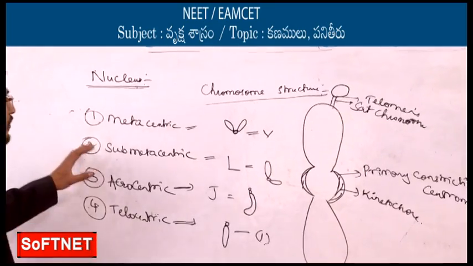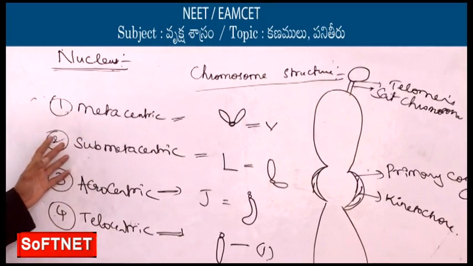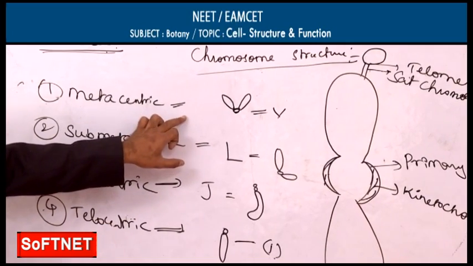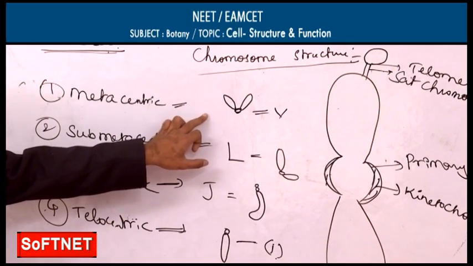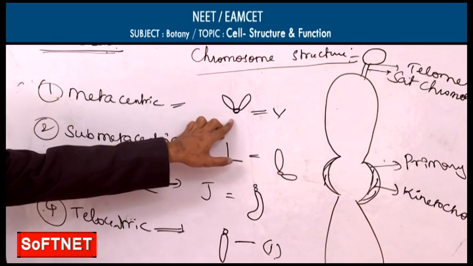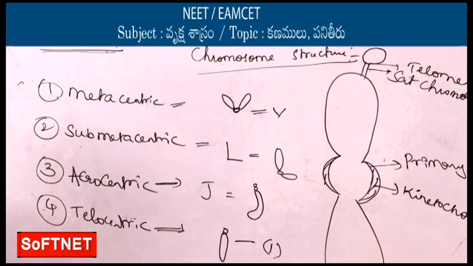Based on the shape, chromosomes are classified into 4 categories. What are those? Metacentric, submetacentric, acrocentric and telocentric. In the case of metacentric, the centromere is present in the middle, so this appears in a V shape.